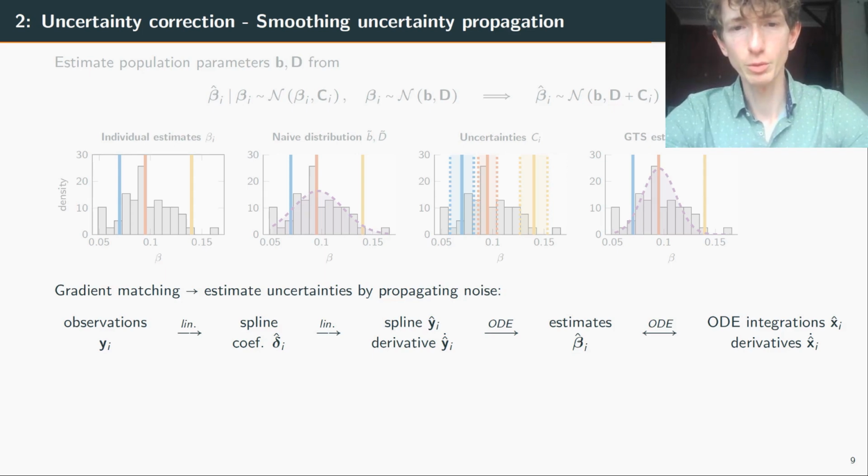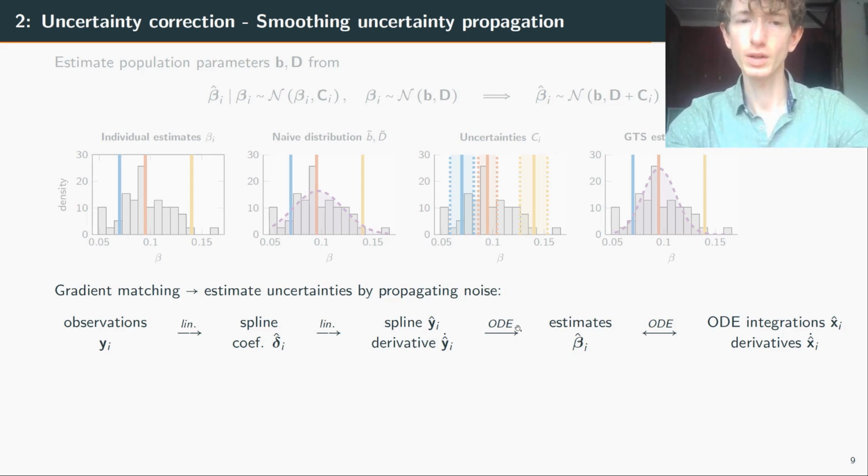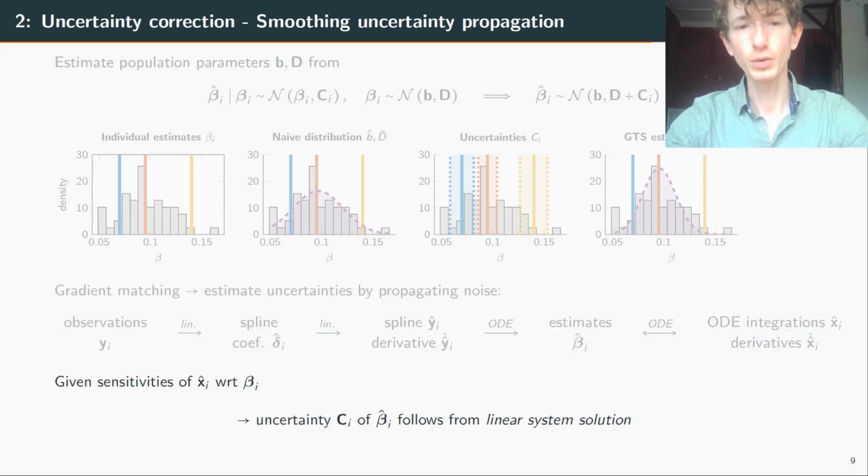The uncertainty has to be translated from the observations y to the EM algorithm's final product, beta hat. The spline coefficients delta are linearly related to the data, as well as to the splines y hat they determine. However, the splines pass through the generally non-linear ODE's right hand side before appearing in the expression for the estimate beta hat. To add to this, the estimate non-linearly influences the approximated hidden states xi through the ODE solution, and conversely, the hidden states have a non-linear relationship to the estimates, just like the splines do. By applying several delta method approximations, we found that given the ODE solution sensitivities, we can efficiently estimate the uncertainty C simply as a solution to a linear system.